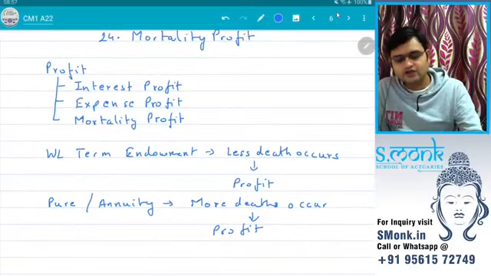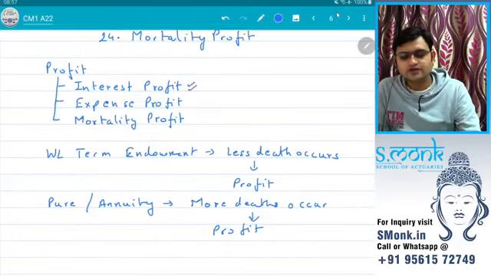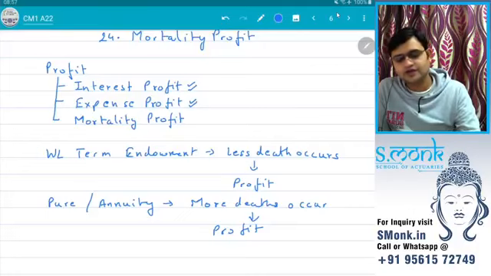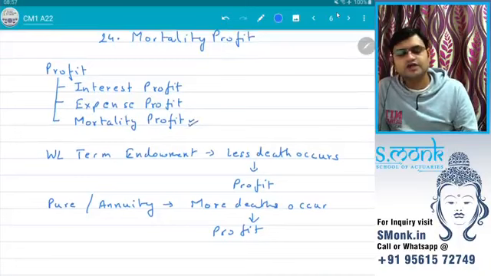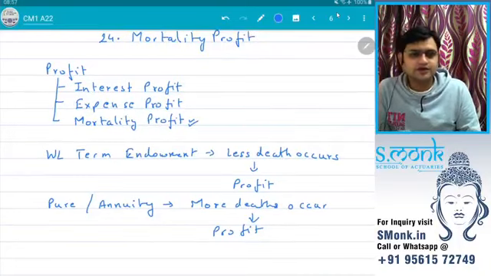We'll see later on, using some examples, how we could calculate interest profit and expense profit. But the main reason for this chapter is mortality profit.